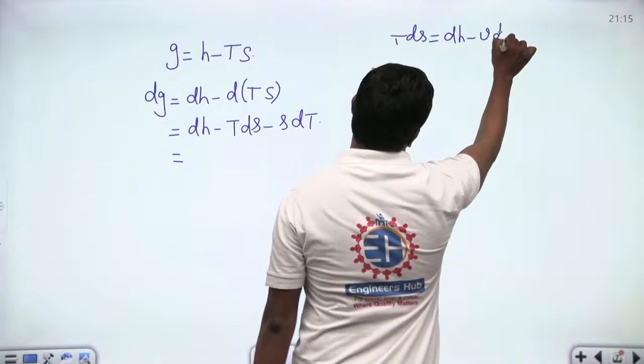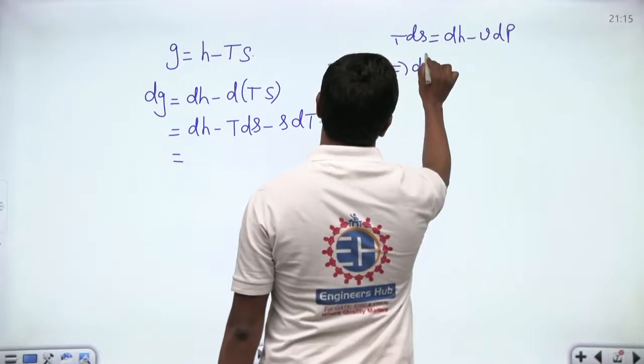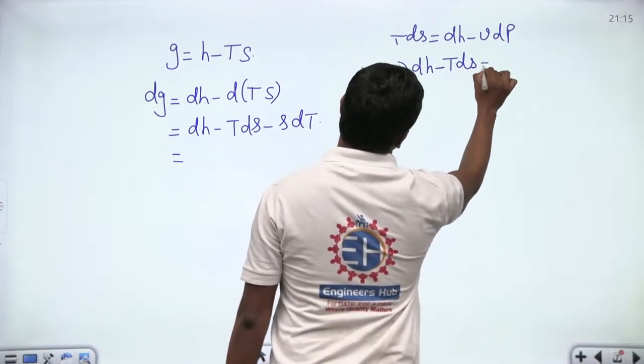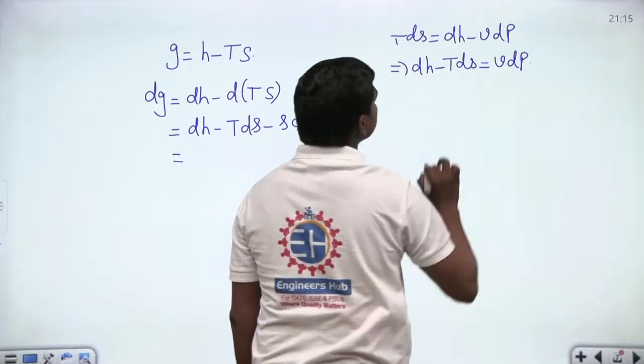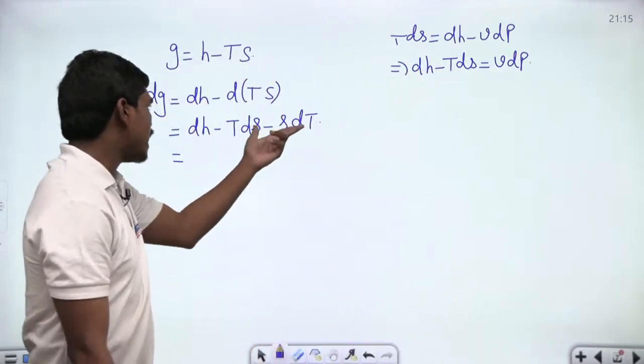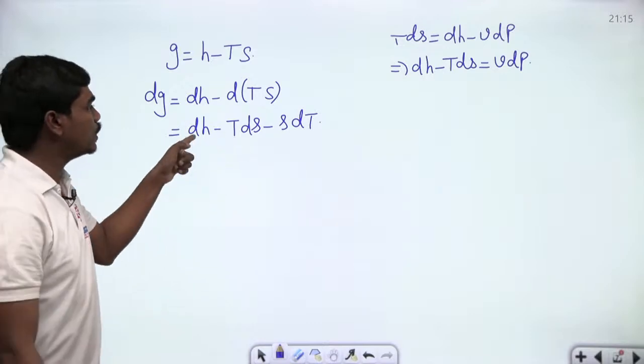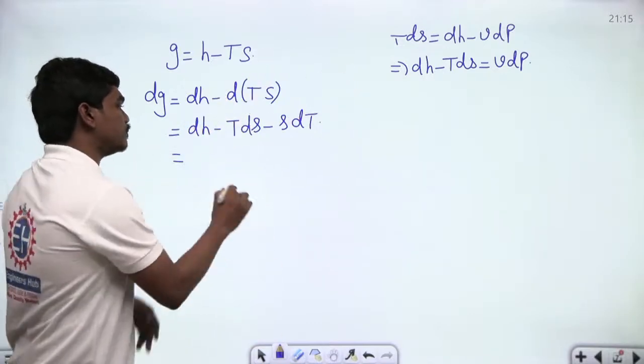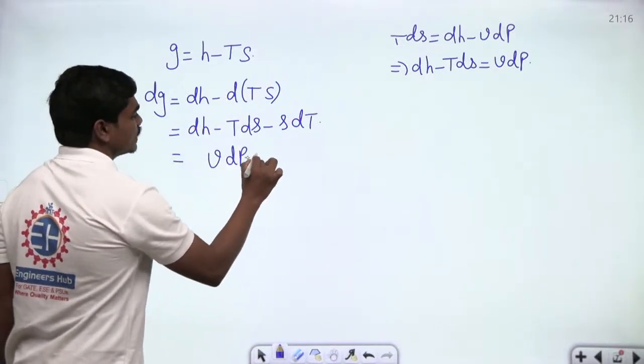That means you can write clearly that dH minus TdS is equal to VdP. This is what we can write here, correct? So dH minus TdS is equal to VdP, and exactly that's the combination you have here. So in place of dH minus TdS, you can just replace VdP minus SdT.